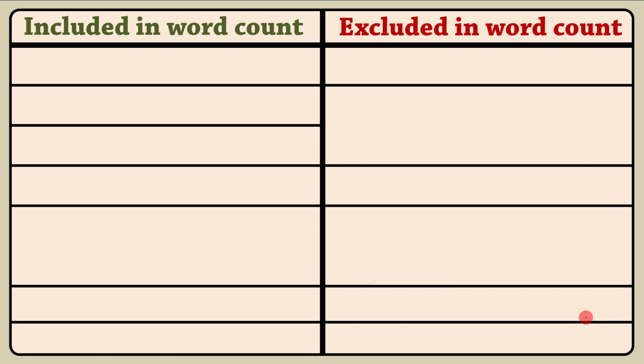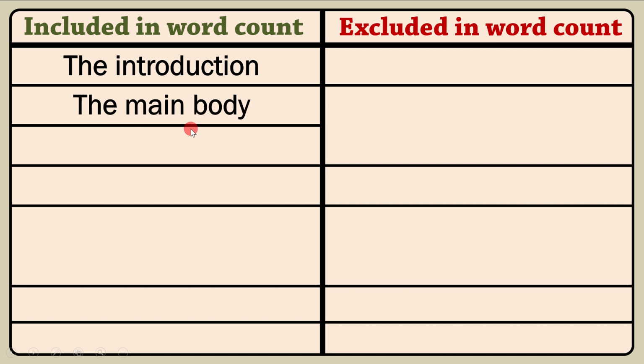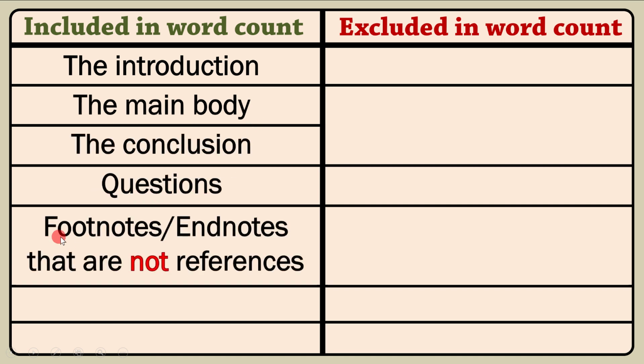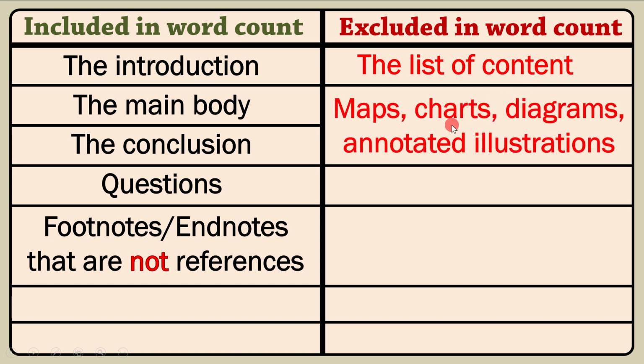Okay, which part of your essay will be included in word count, which is excluded? The introduction is counted, all the words, the main body, the conclusion, and even the questions. But pay attention, footnotes and endnotes that are not references are counted. If they are references, no. Excluded in word count. The list of content, maps, charts, diagrams, annotated illustration, they are not counted at all.